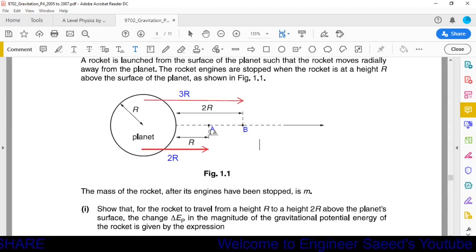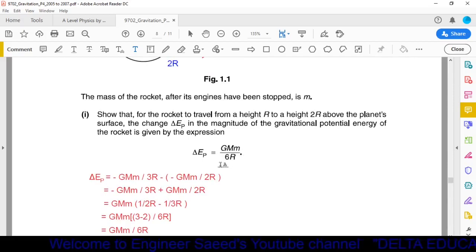Okay, when the engine stops, means when the rocket is at point A, the total distance from the center of the planet is equal to 2R. And when the rocket is at point B, the total distance from the center of the planet is 3R. Now for the change in gravitational potential energy, we can say the change in potential energy from A to B will be equal to potential energy at B minus potential energy at A. Okay, gravitational potential energy is given as GMm over R.